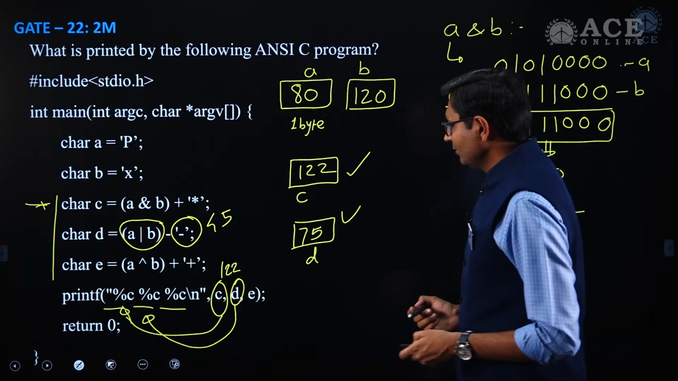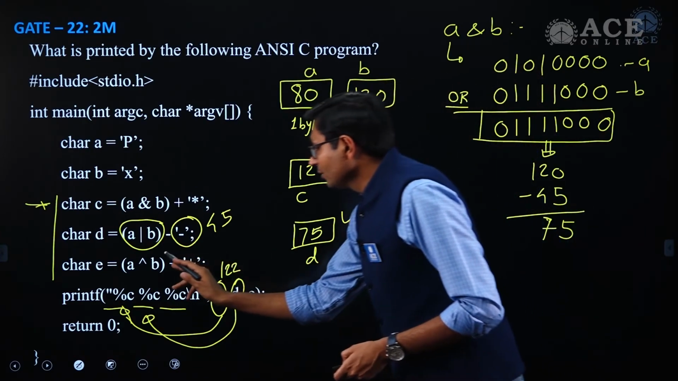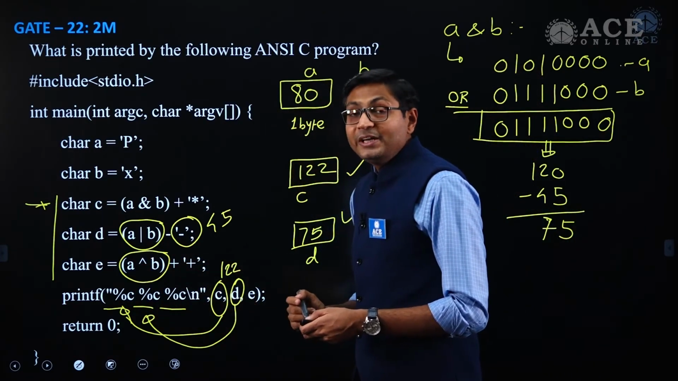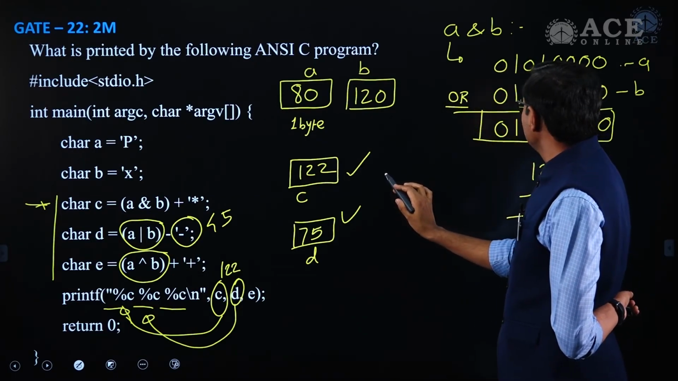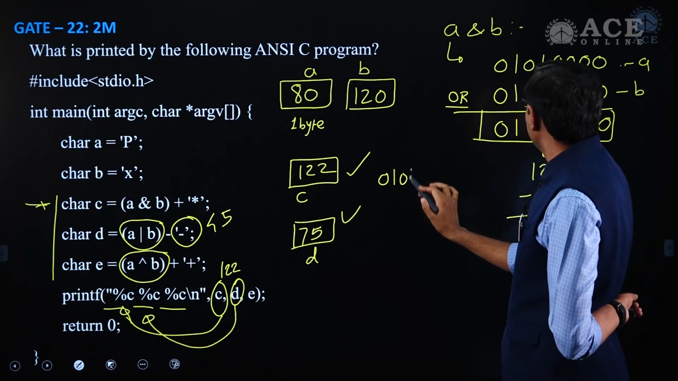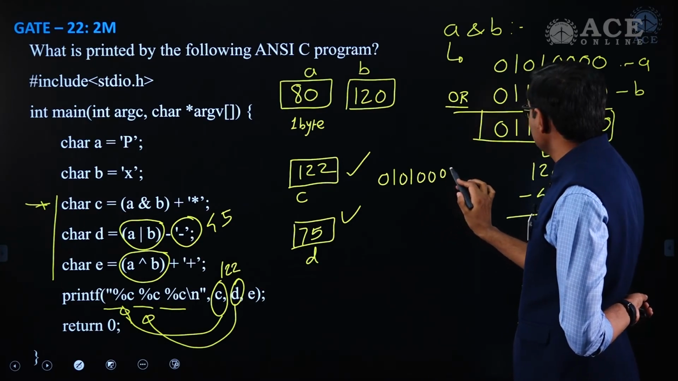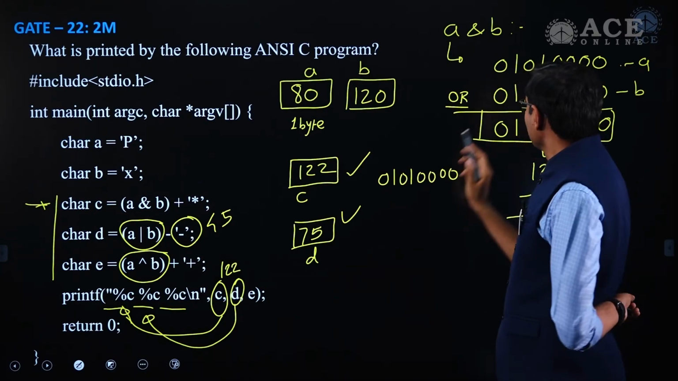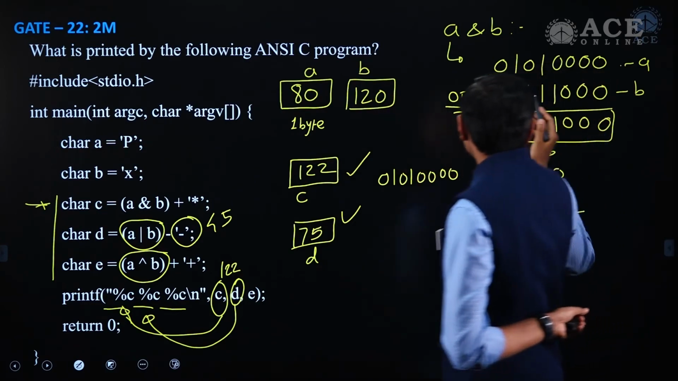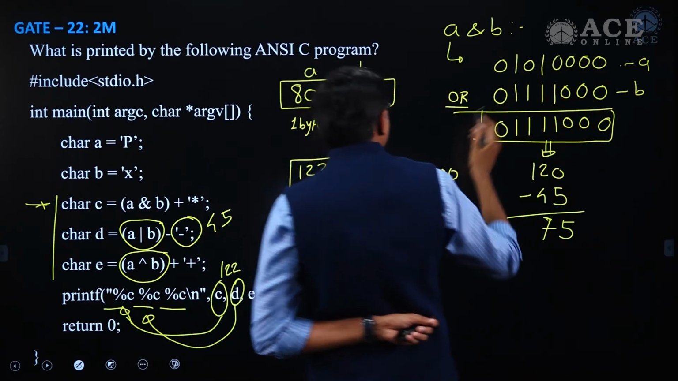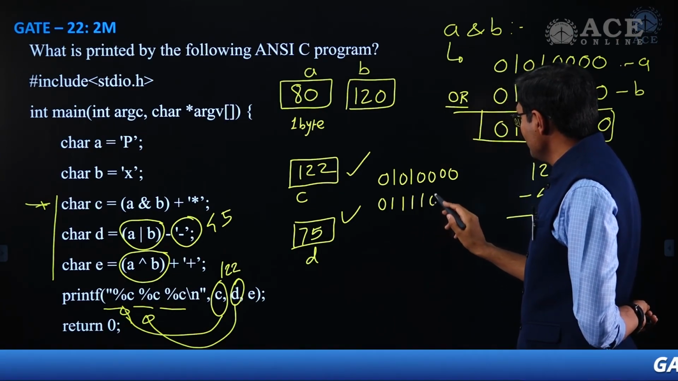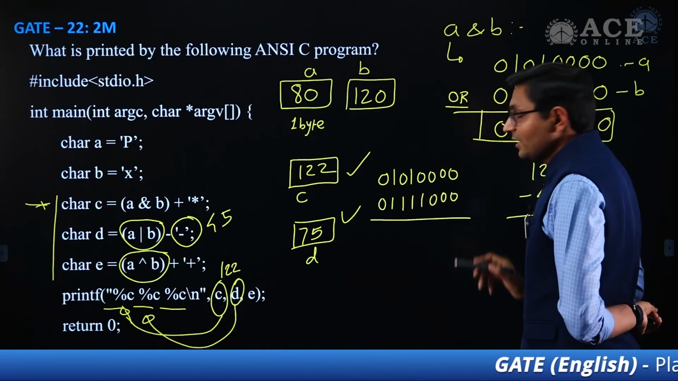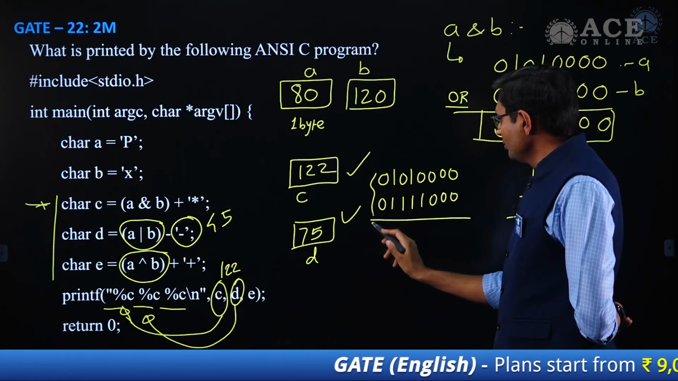Now the third one. What is it? Bitwise XOR. Let me just rewrite this. 0, 1, 0, 1, 0, 0, 0, 0. This is A. What is B? 120. I am just rewriting this. 0, 1, 1, 1, 1, 0, 0, 0. Let us do the XOR.